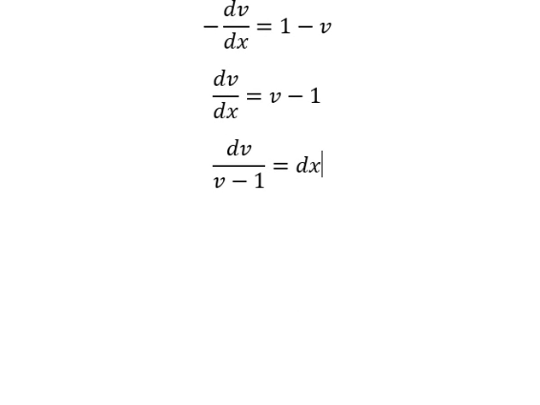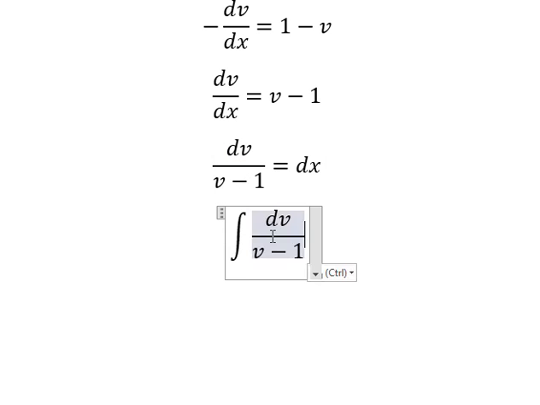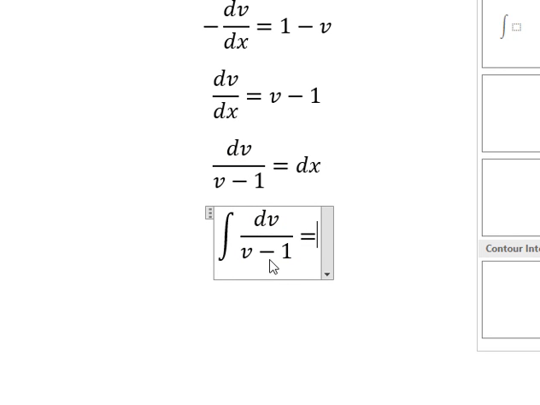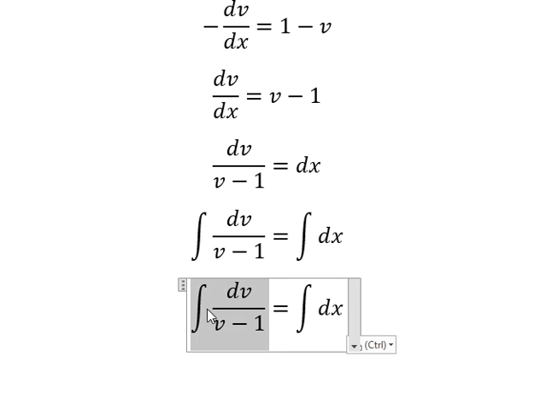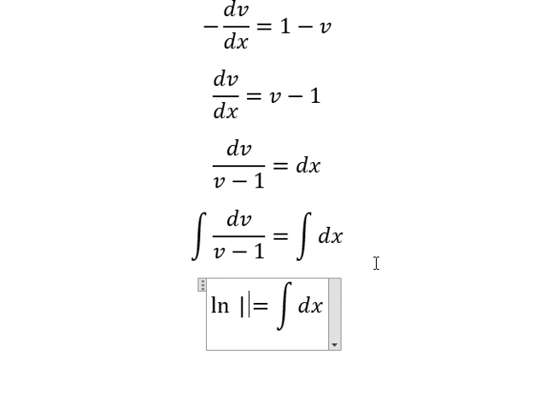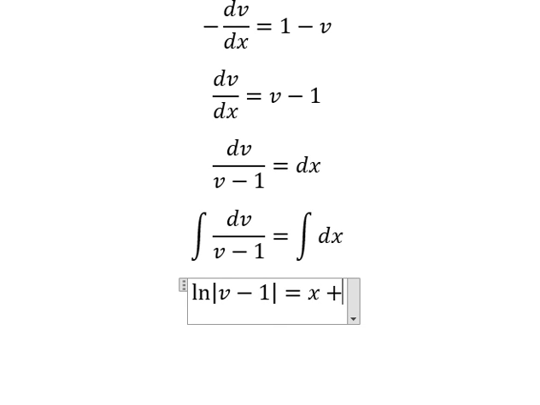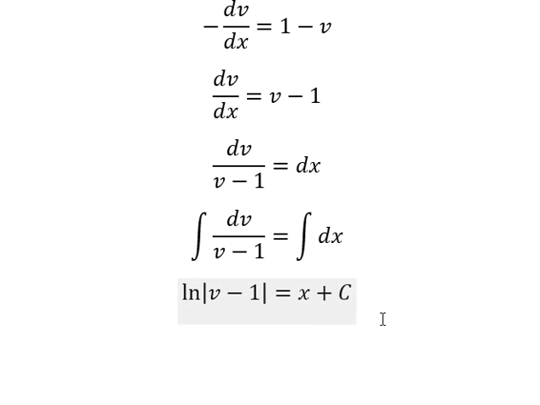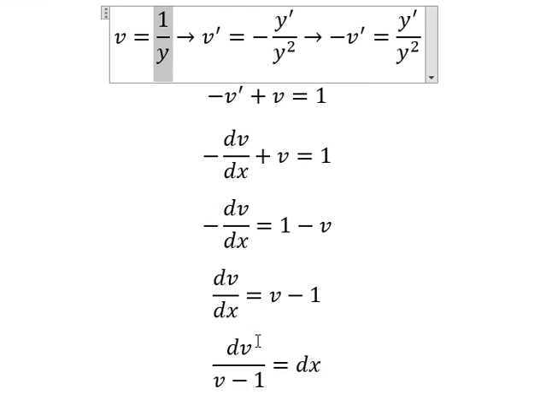Next, I will put the integration for both sides. So this one is about ln of the absolute value of v minus 1. This one we have s, and I will put c. About v, that is about this one.